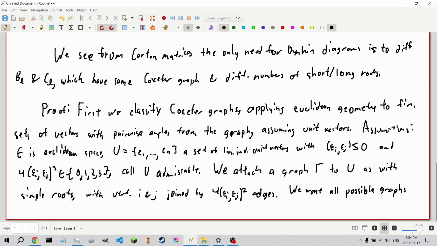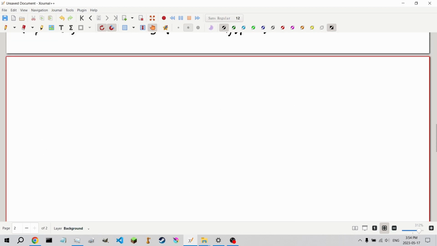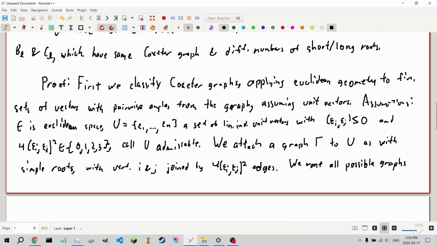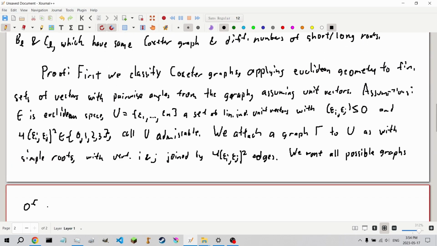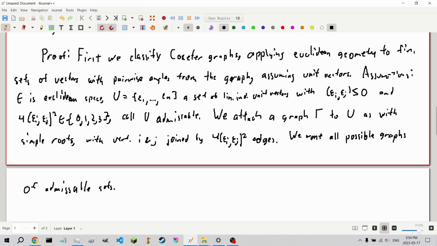Of all possible graphs of admissible sets, which will then thus include our Coxeter graphs. Okay.